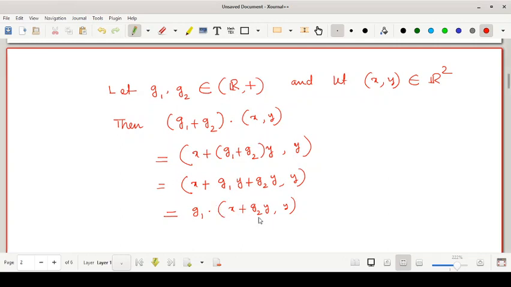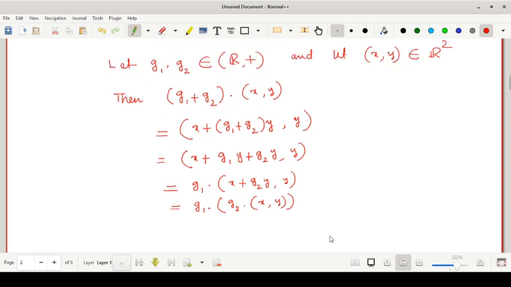So g1 dot (x plus g2y, y): the x coordinate will not remain unchanged, it becomes x plus g2y. This will be your x plus g1 times the second coordinate, and it will be added. This is equal to g1 dot, what is this? This is nothing but g2 acting on (x, y). By definition, this is clear. So we are through. The first condition is satisfied.